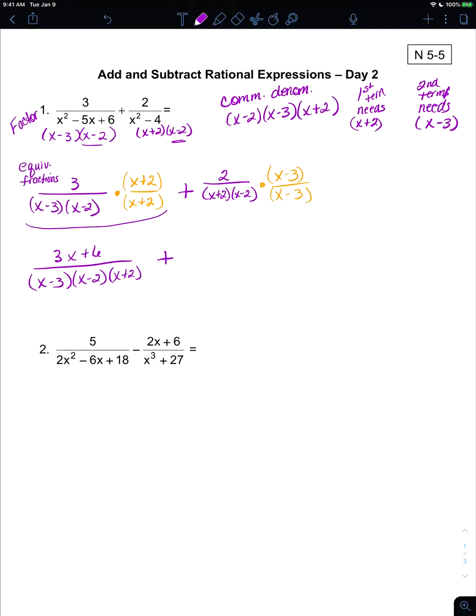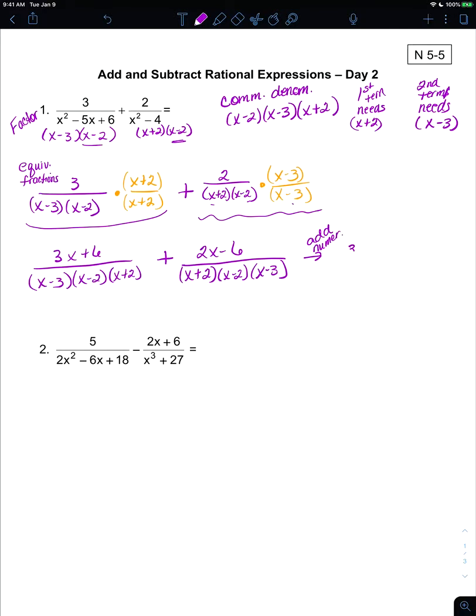Now we're going to add, and let's multiply this one out. So this 2 times the x minus 3 leaves us 2x minus 6. And now it's over that whole denominator again. So x plus 2, x minus 2, and x minus 3. Okay, so I know you may look at those and say, well, they're not the same. Denominator's order doesn't matter in multiplication. So we'll make sure we put those all in the same order. So now we're ready to add the numerators.